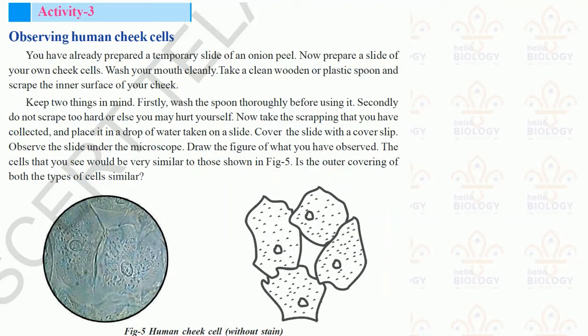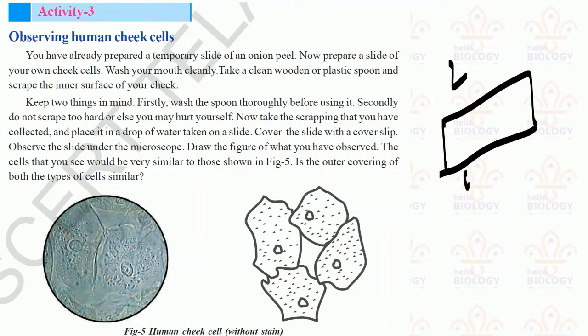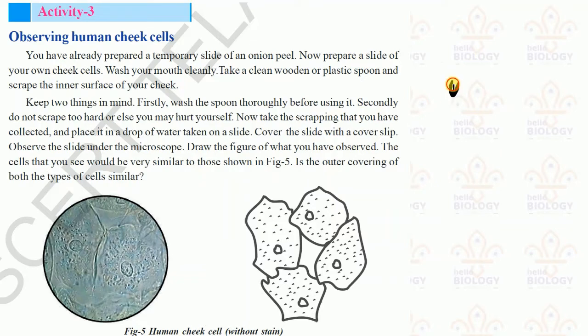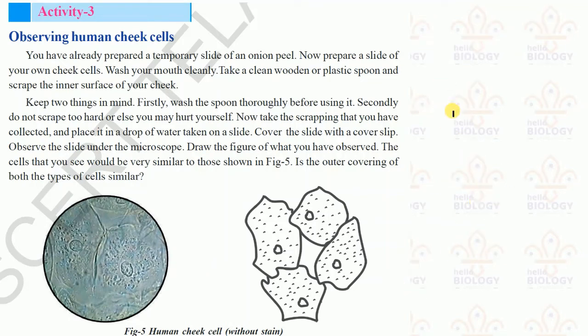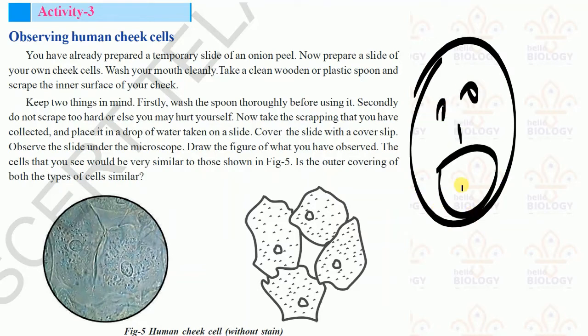First we will read what is there in your textbook. Observing human cheek cells. You may have already prepared a temporary slide of onion peel in the last activity. Now prepare a slide of your own cheek cells. So wash your mouth very cleanly. Take a wooden or plastic spoon, or a toothpick, or any soft spoon, and scrape the inner surface of the cheek.